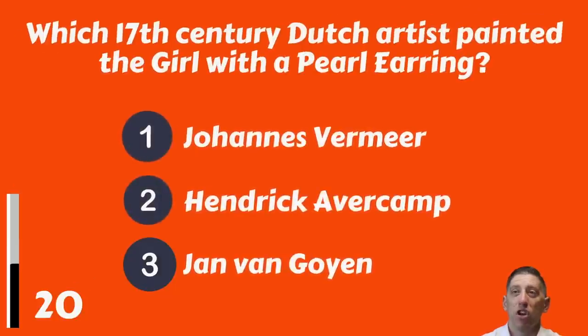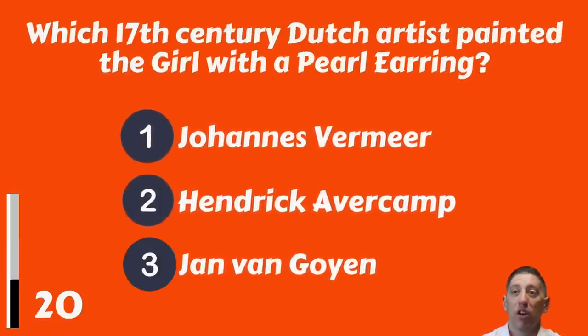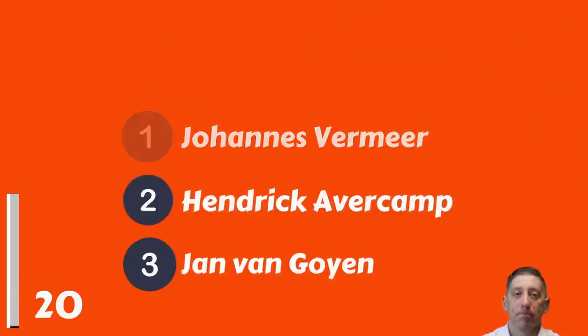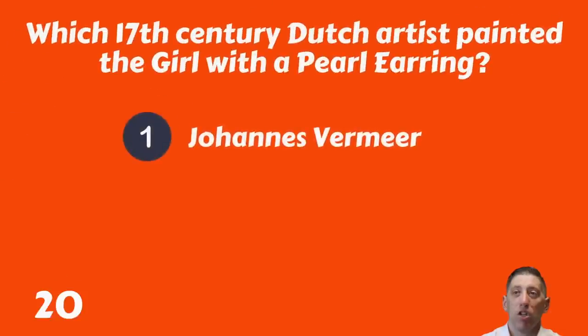Which 17th century Dutch artist painted the Girl with a Pearl Earring? Johannes Vermeer, Hendrick Avercamp, or Jan van Goyen? Johannes Vermeer.